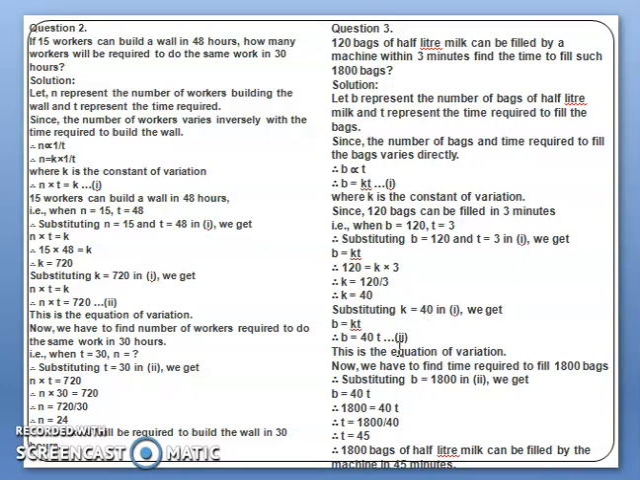Now what is the equation of variation? That is B equals KT, so B equals 40T. Now the B value we have is 1800 and the K value we got is 40. So substituting this value in equation 2, we can get the value for time, that is T. So 1800 bags of half-liter milk can be filled by the machine in 45 minutes.